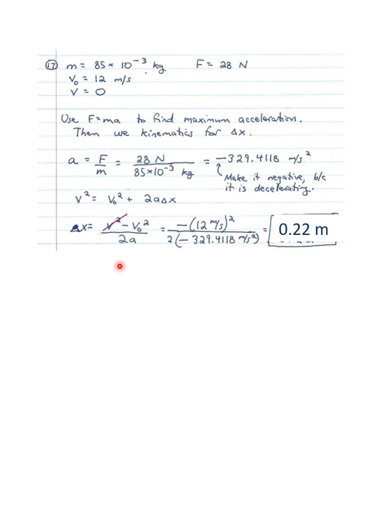Now, let's use the kinematic equation. V squared equals V naught squared plus 2a delta x. So delta x is, we have a final speed of 0 minus V naught squared over 2a, and we end up getting 0.22 meters or 22 centimeters.